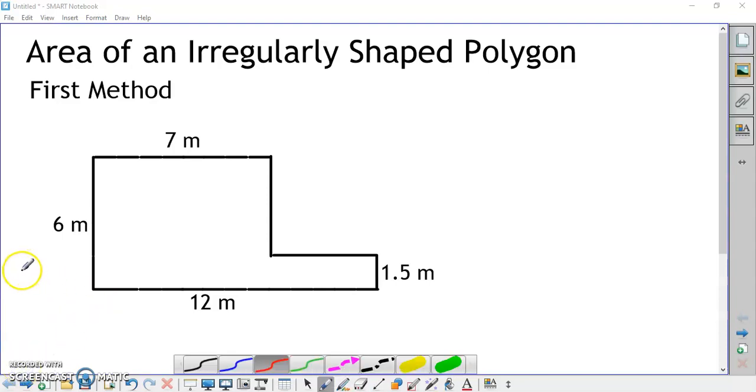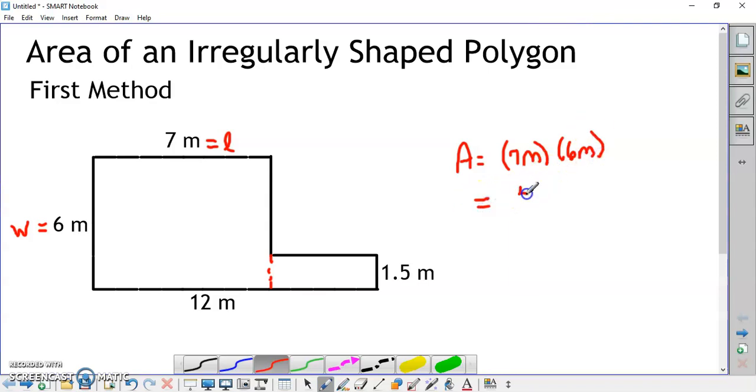I'm going to divide this into two parts. For the large rectangle, I can see that the length is 7 meters and the width is 6 meters. Since A is equal to L times W, the area is 7 meters times 6 meters equals 42 meters squared.